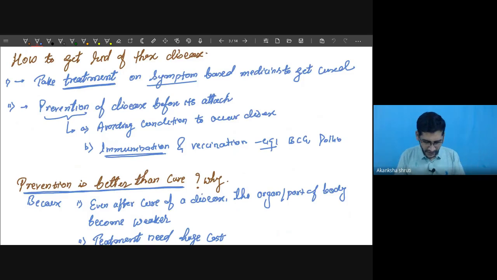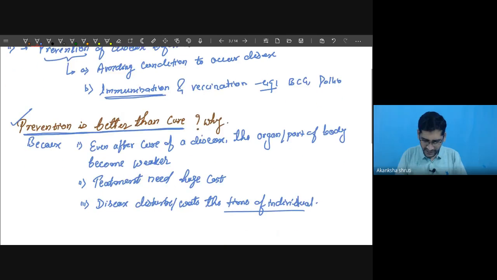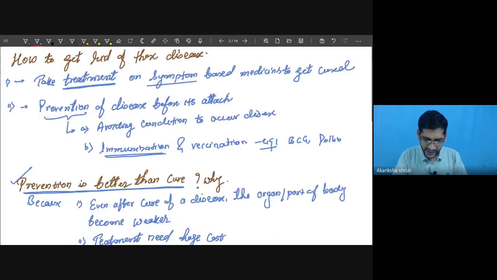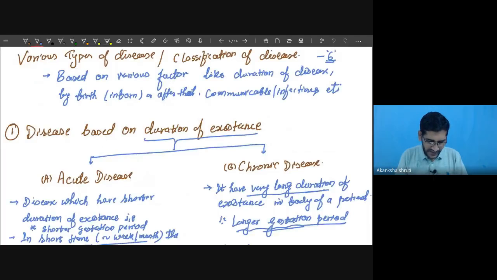What are the methods of preventing disease, and there we learned prevention is better than the cure. Why it is better? Those things we had also listed. Then we started with the classification. In this classification we have learned two categories. Today we will start with the third category.